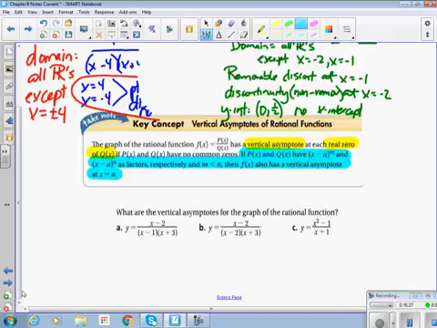What are the vertical asymptotes for the graph of the rational function y equals x minus 2 over (x minus 1) times (x plus 3)? A vertical asymptote happens when your denominator equals 0. That is at x equals 1 and x equals negative 3.